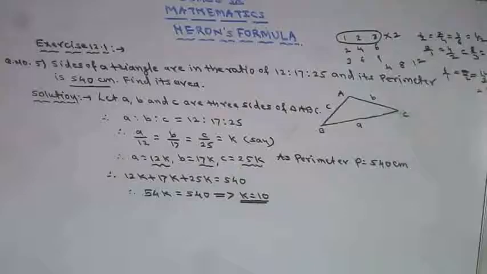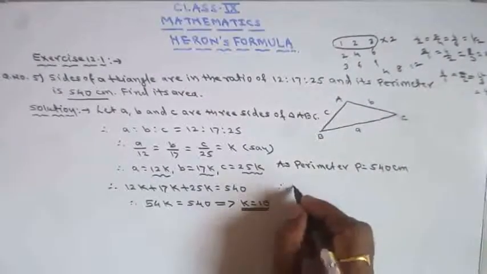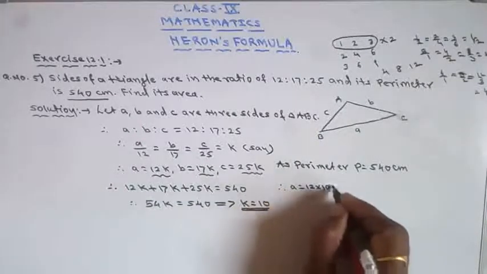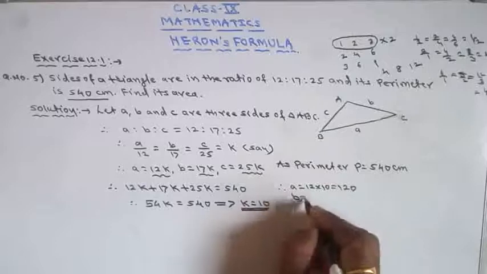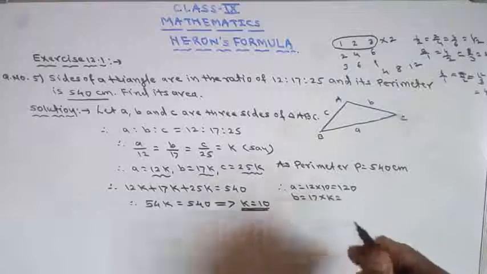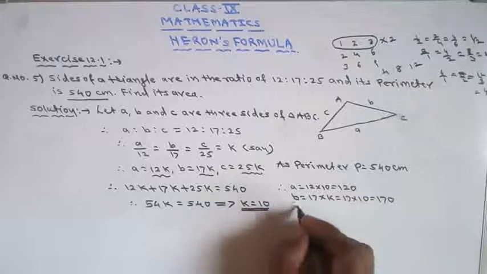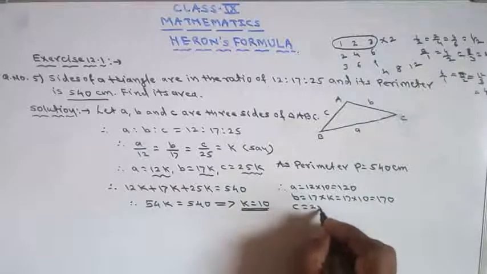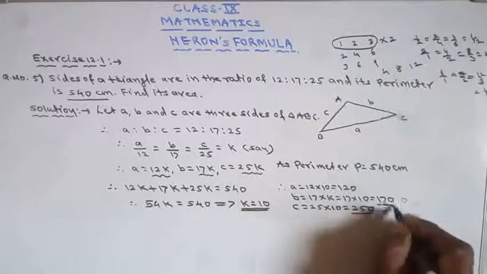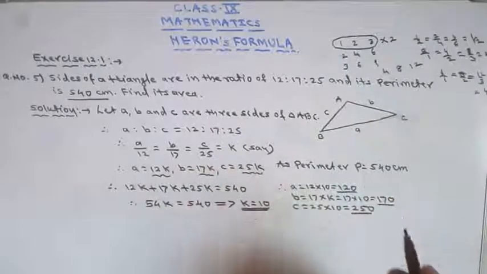Now what is a? To find a, a is 12k, 12 into 10, that is 120. b is 17 into k, 17 into 10, that is 170. c equals 25 into 10, that is 250. So students, these are the three sides of the triangle. If you add these three sides, you will get 540.